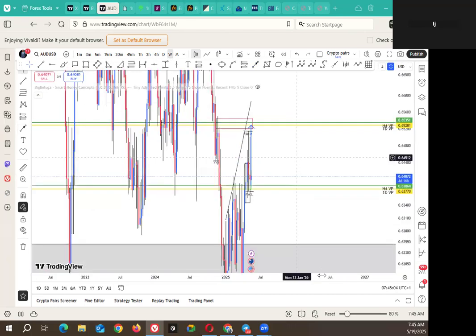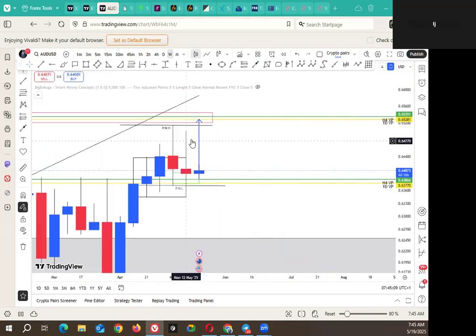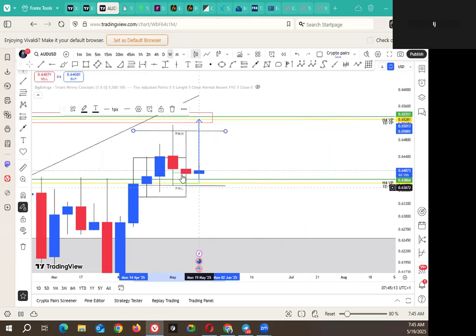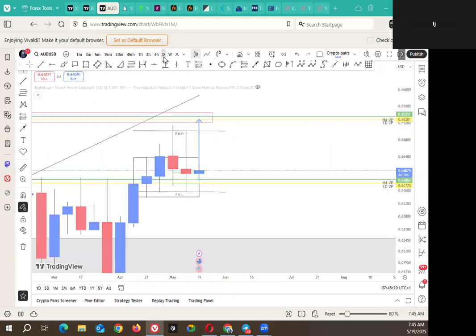Let's not rush the process. Let's start from the weekly time frame. So on the weekly time frame, we just have to drag this to this. This becomes the previous week high. And let me adjust this box. And this becomes the previous week low for AUD. Then we go to the daily time frame.